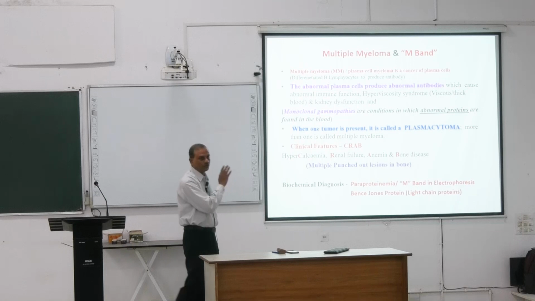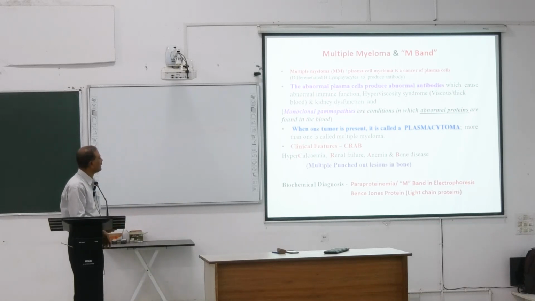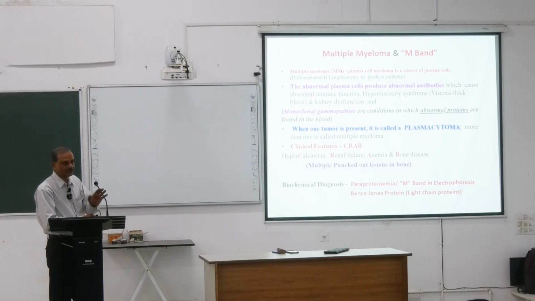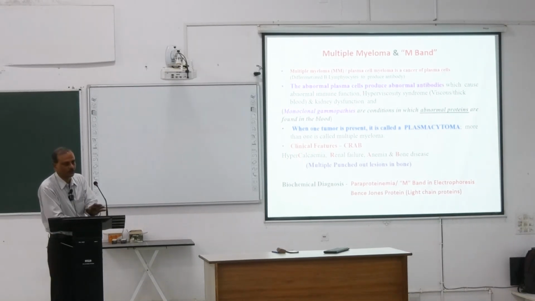So multiple myeloma, concentrate on this thing because this is a question, I must say. A multiple myeloma patient you will see in your clinical years. At least I have seen several cases. So multiple myeloma is a plasma cell tumor, a cancer, and since this is a cancer, it does not have control like a normal cell. So it produces abnormal antibody.